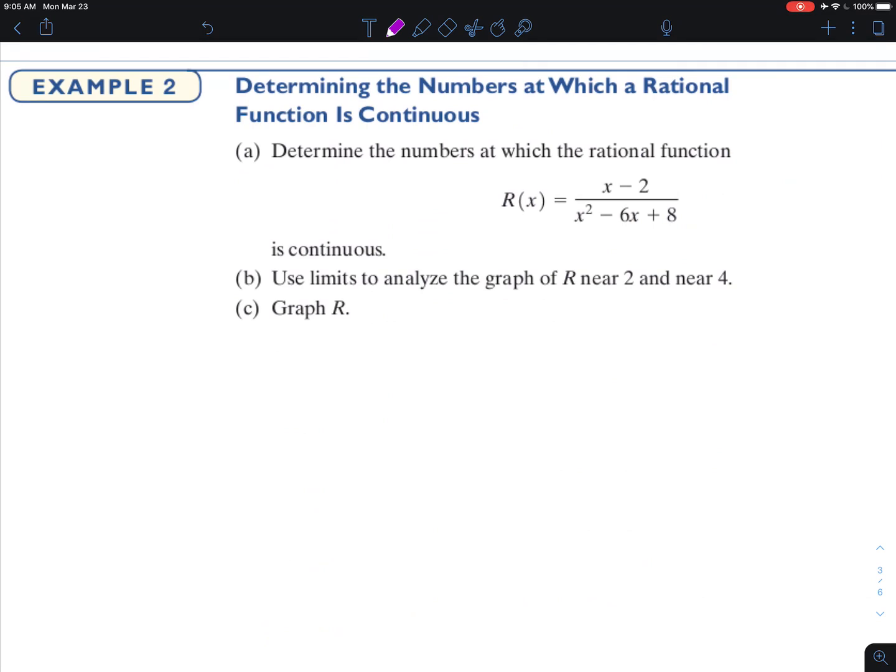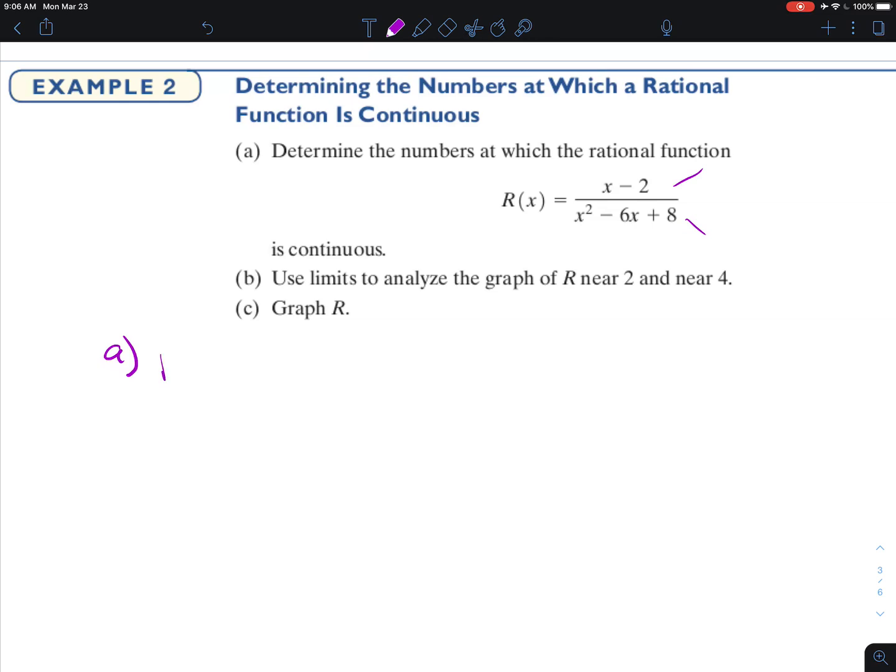So determining the numbers at which a rational function is continuous, we've got this rational function here, r of x, and we will say determine the numbers at which the rational function r of x is continuous. So we just need to look for breaks in continuity, and we know that that tends to happen at asymptotes and holes. That's where we'd have to pick up our pencil. Otherwise, polynomials, they're smooth, they're clean. So this guy by itself is a polynomial. There's no restriction on the domain of x squared minus 6x plus 8 by itself. But the fact that it's in the denominator of this rational function means we've got problems.